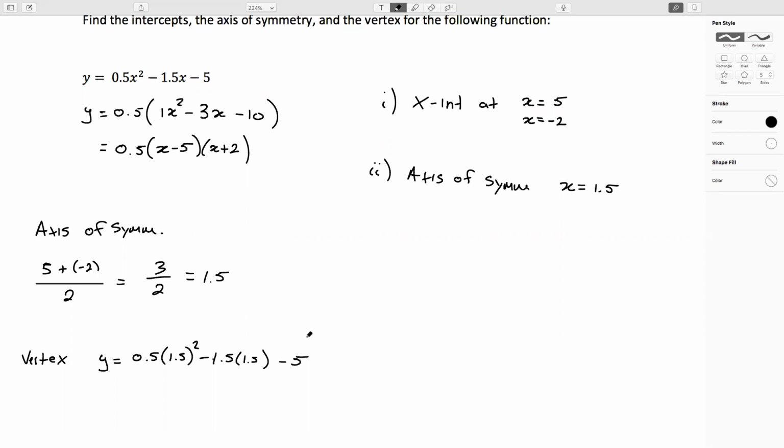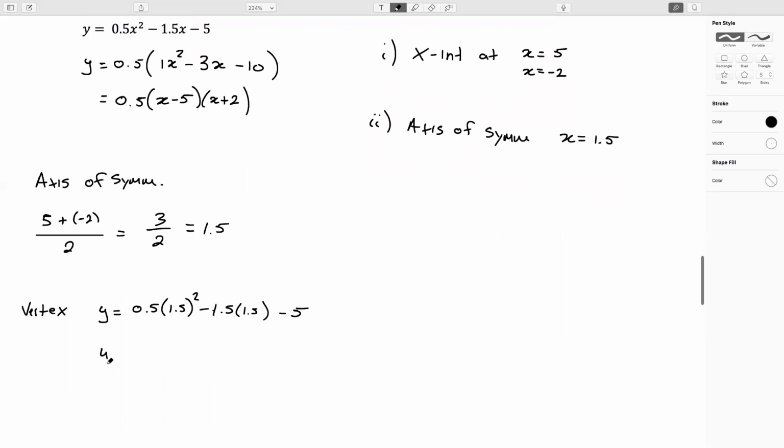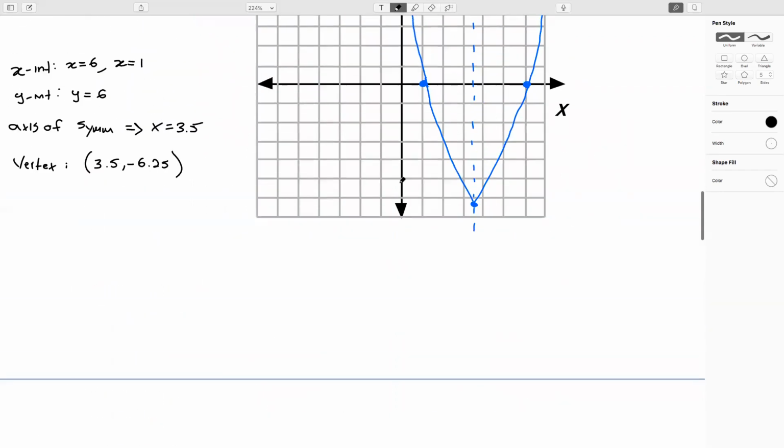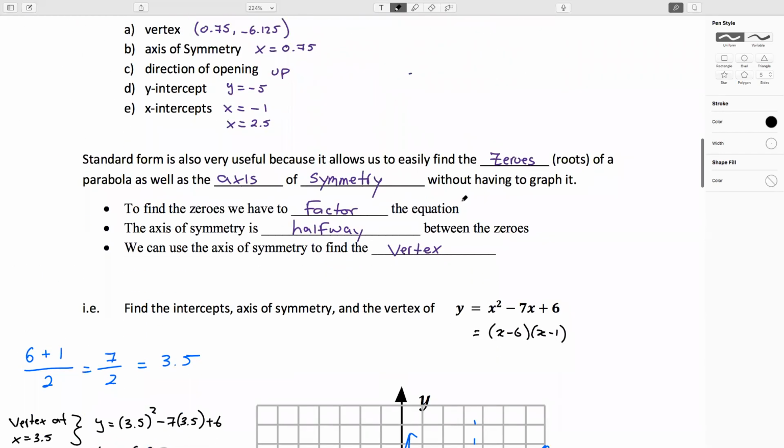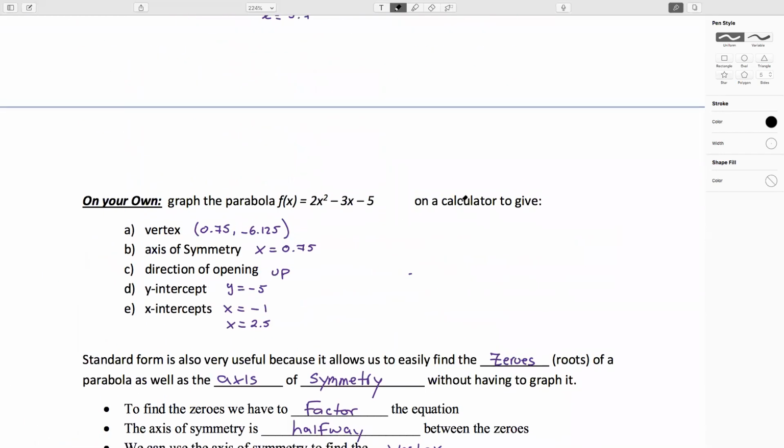And I get a minimum value of negative 6.125. Did I get the same minimum as my last question? Oh no, this one's just 6.25. This was 6.125.